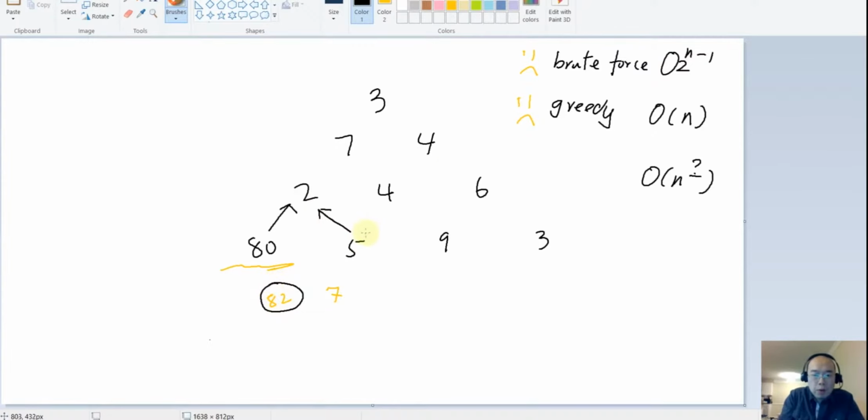Let me do one more. If we want to trace up to 4, we can do 5 to 4 or 9 to 4. 5 to 4 gives a total of 9, and 9 to 4 gives a total of 13. If we want to pick the higher one, we pick the 13, right? So when we trace up the pyramid to the 2, the maximum we can get is 82, and when we trace up to 4, the maximum we get is 13.